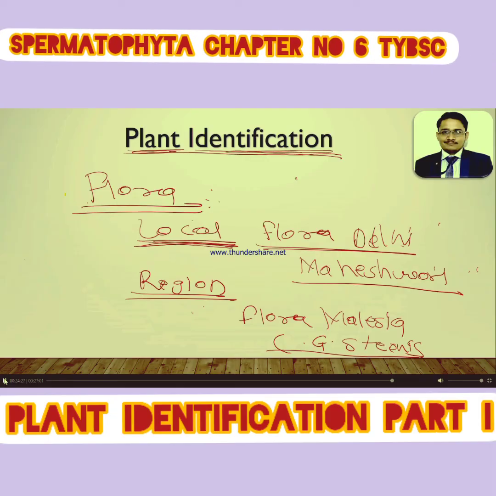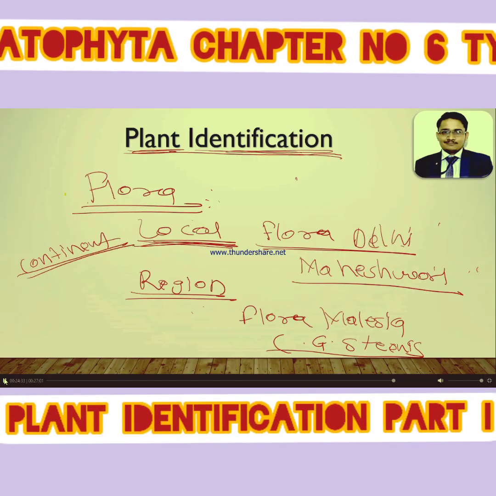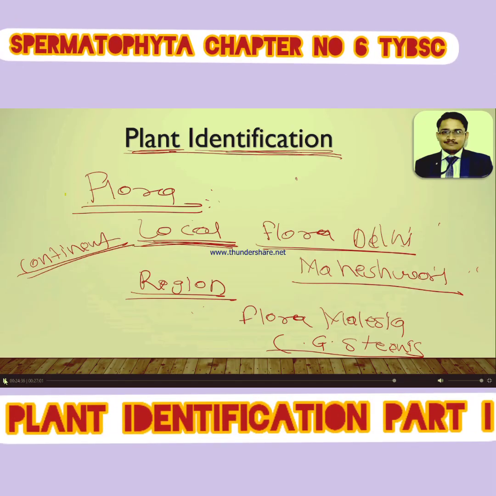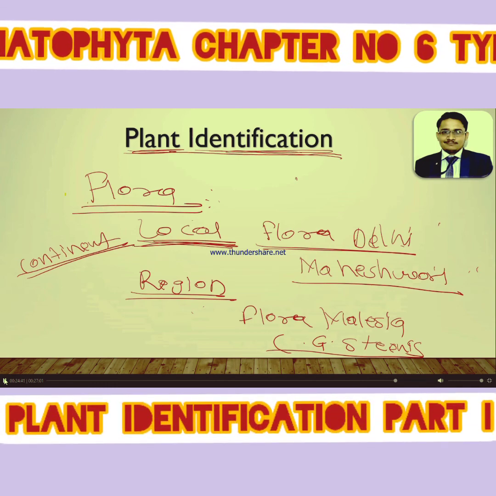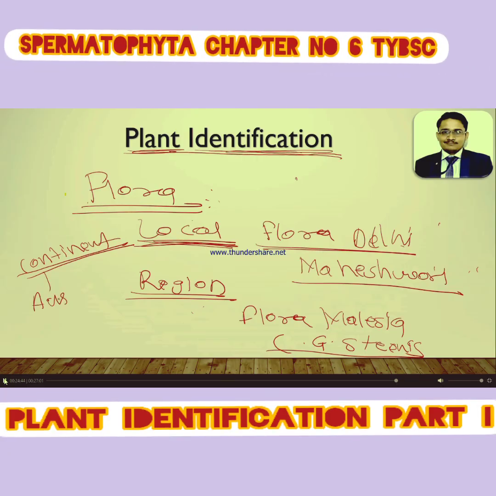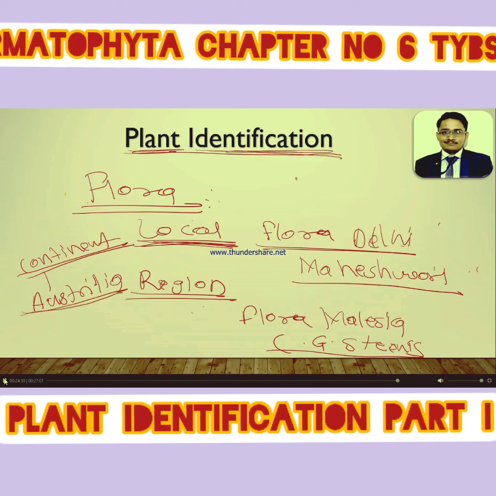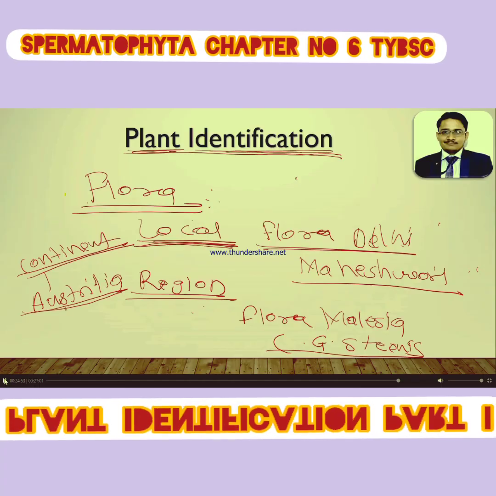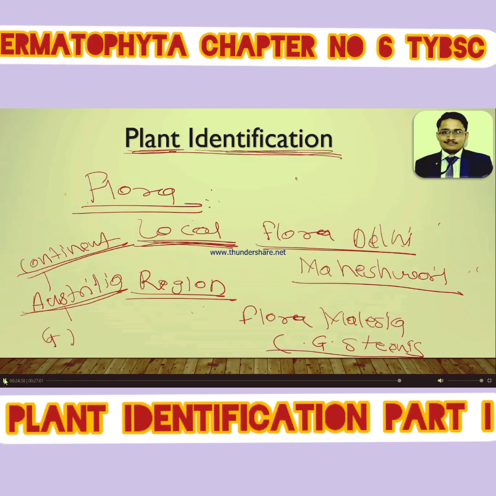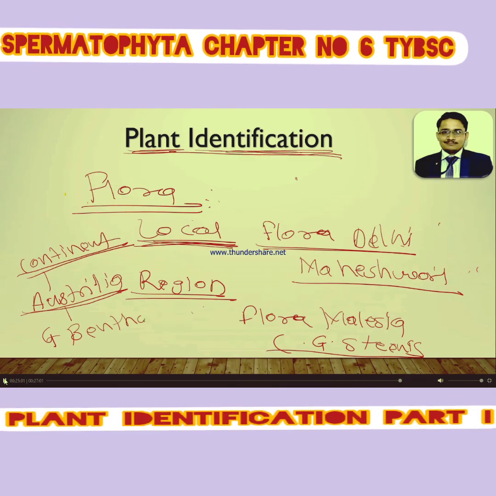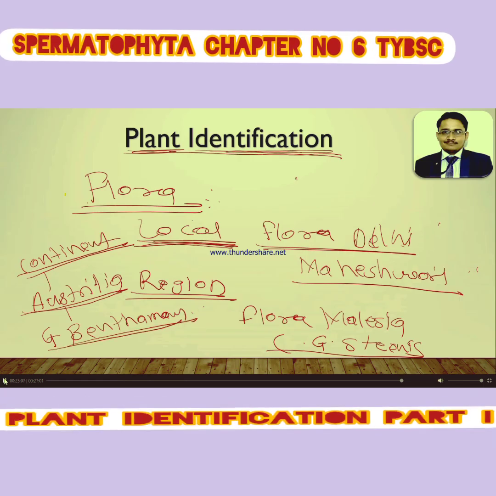And the last is continental flora. Continental is the largest flora. There are 7 continents in the world. Out of that, one is Australia. Everyone has heard about Australia. It is a very diversified area. That flora was made by one well-known and favorite scientist, George Bentham. That scientist made the flora. Those are the types of flora.